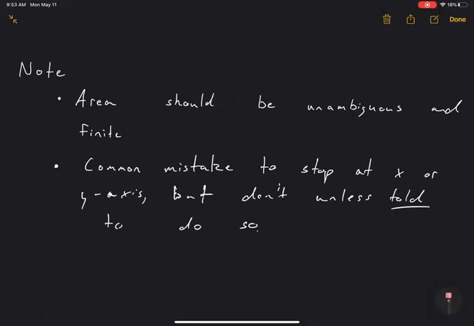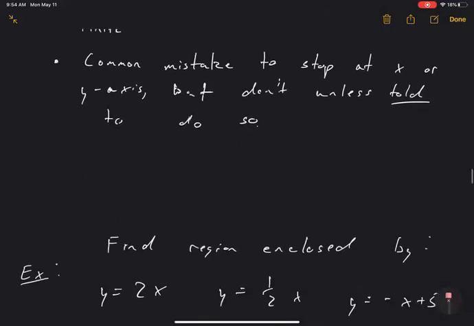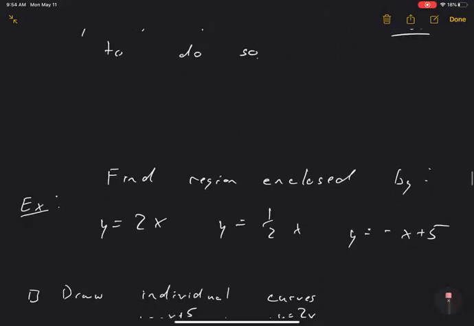So some notes on this process of finding the region enclosed. The area should be unambiguous and finite, okay? So we're not dealing with infinite regions. And it should be clear from the statement of the curves what region we're referring to. There's a common mistake people make, that they naturally stop drawing at the x-axis or y-axis, but don't do that unless you're explicitly told to do so. So I'll show you what I mean by an example.